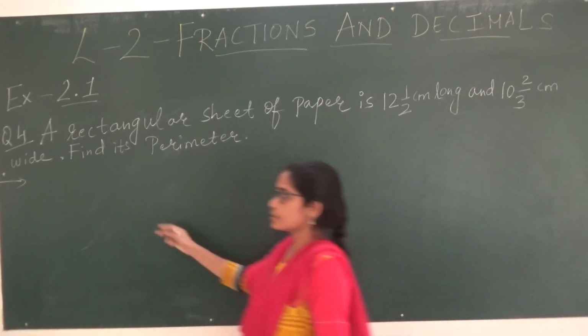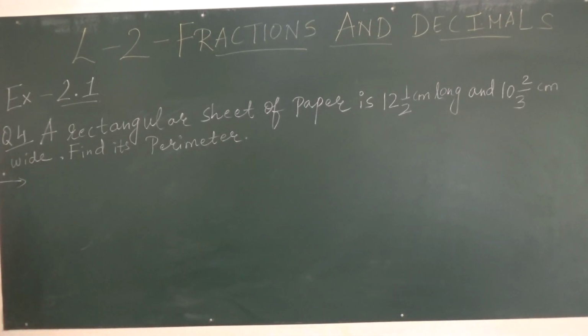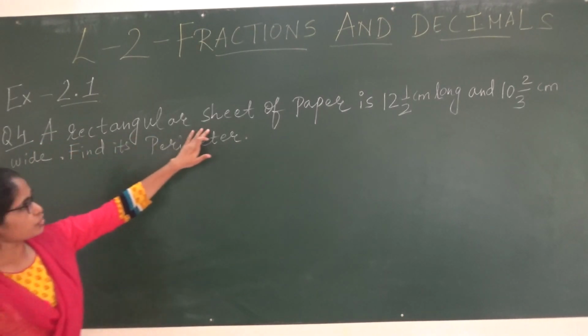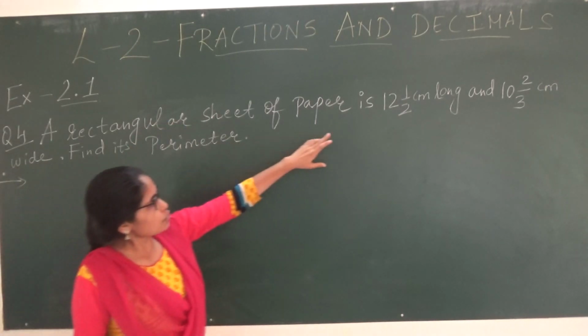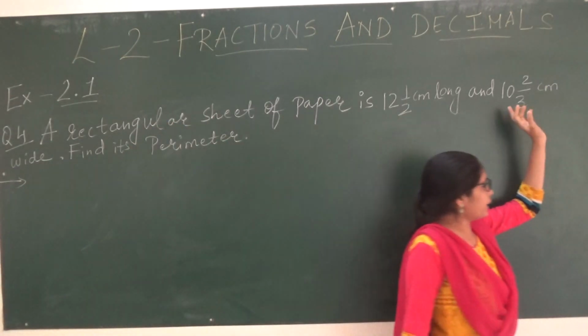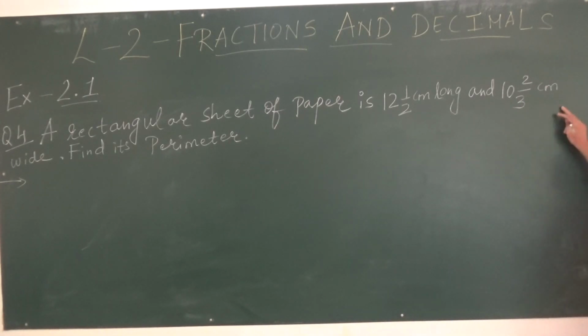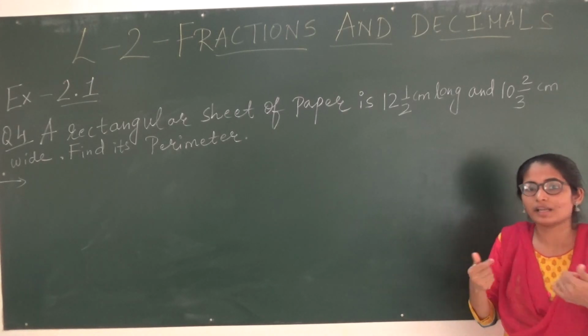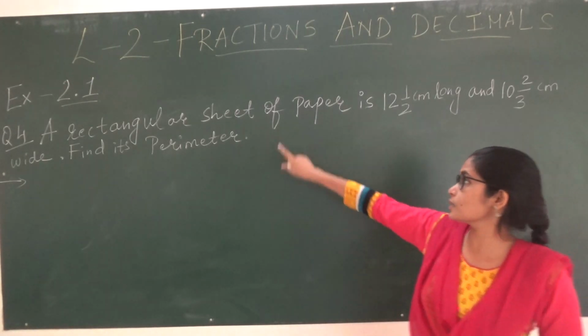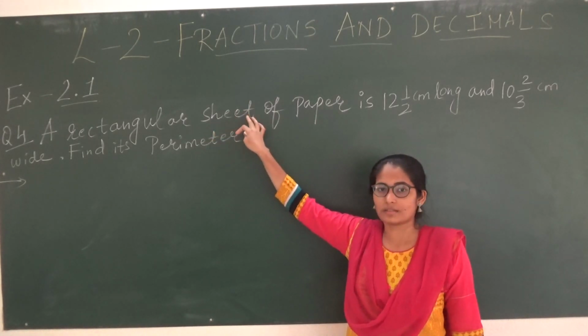Now we will see question 4 of exercise 2.1. Let us first read the question. A rectangular sheet of paper is 12 and 1/2 centimeter long and 10 and 2/3 centimeter wide. Find its perimeter. So we need to find the perimeter of a rectangle, because it is given a rectangular sheet.